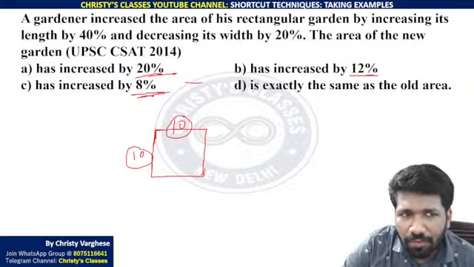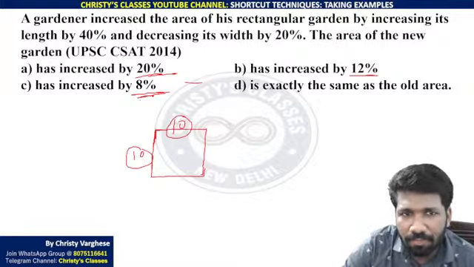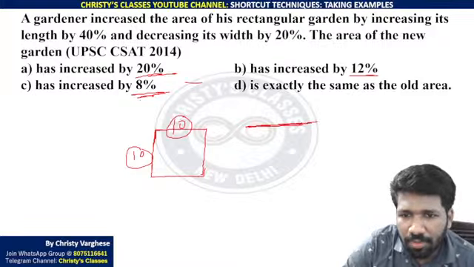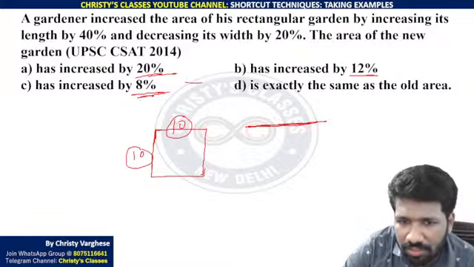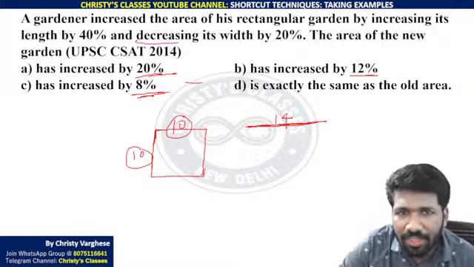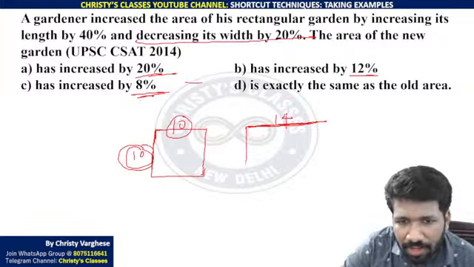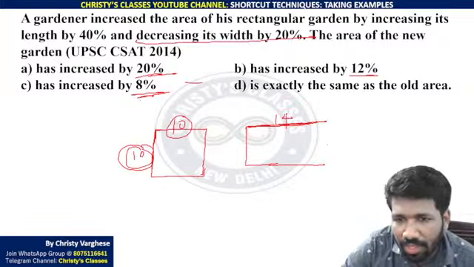Now you are increasing the length by 40%. So the length 10 is increased by 40% of 10. 40% of 10 is 4 itself. 10% of 10 is 1, so 40% is 4. So 10 plus 4, it will become 14 length, and the width is decreased by 20%. 10 is the width, decreased means it will become 8.